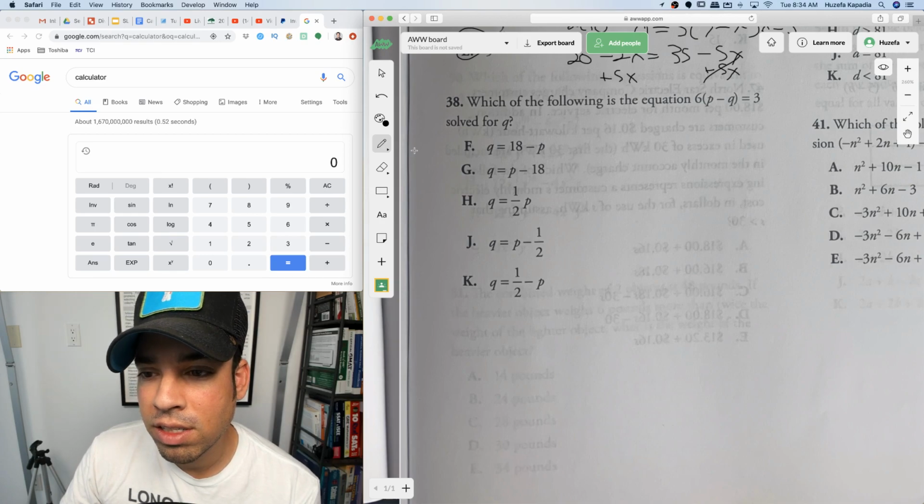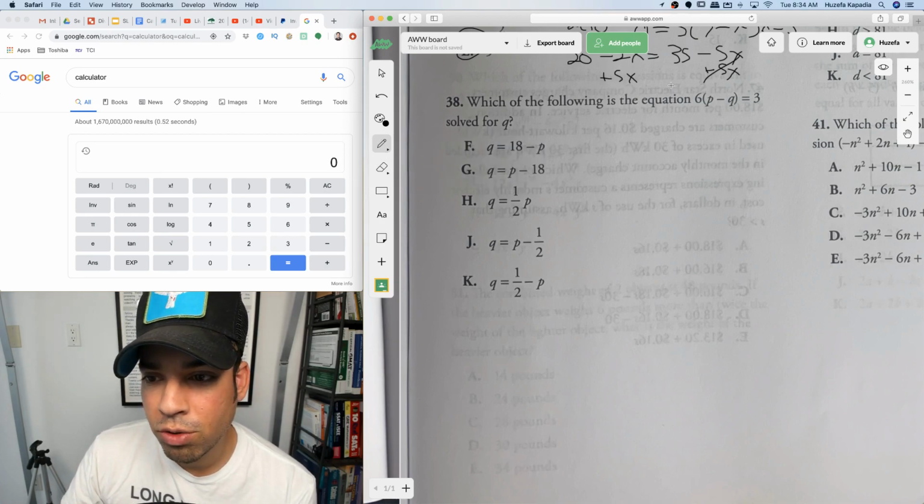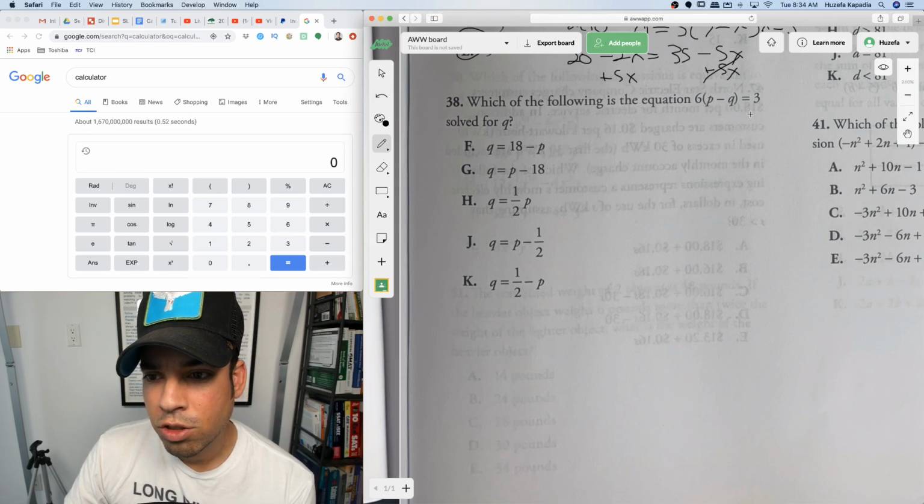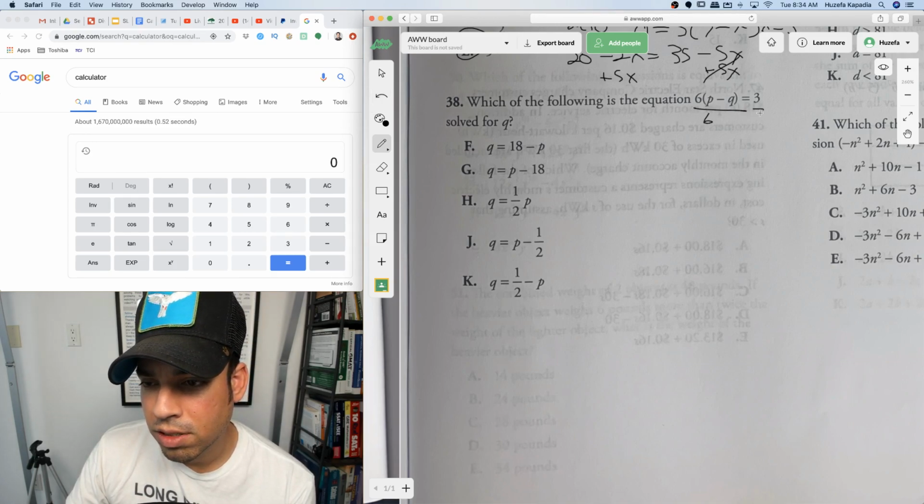Which of the following is the equation solved for Q? All right, again, I'm going to distribute, and then we're going to isolate Q. 6P minus 6. No, I'm going to do something better. I'm not going to distribute. This will be faster. I'm going to divide both sides by 6. I should have done that last time too. P minus Q equals 3/6, which is 1/2.